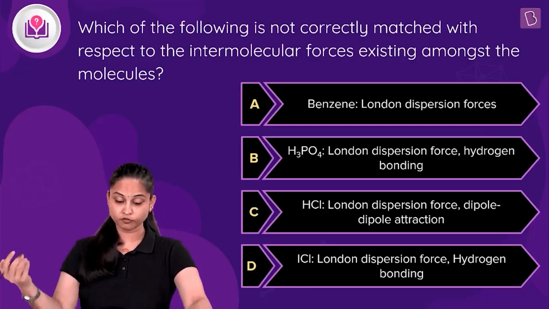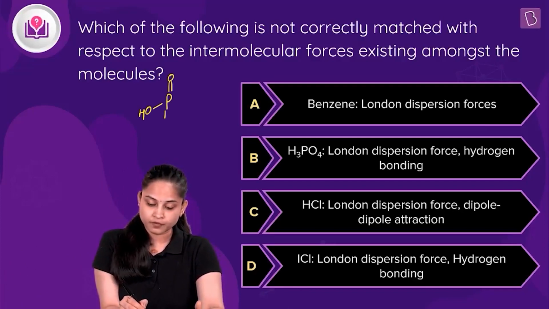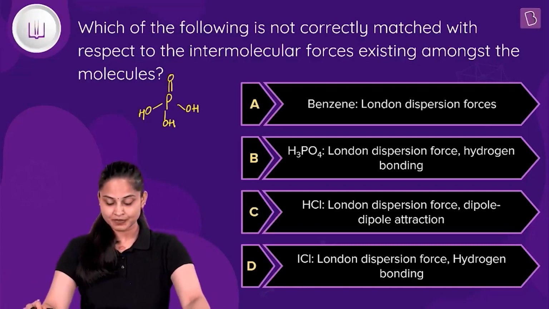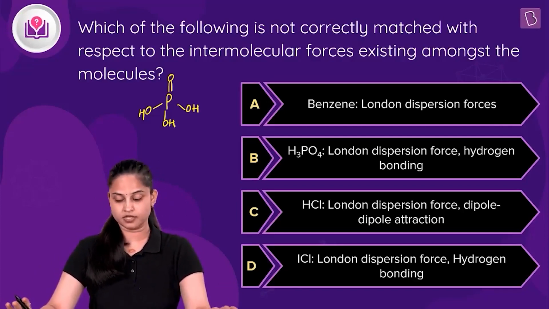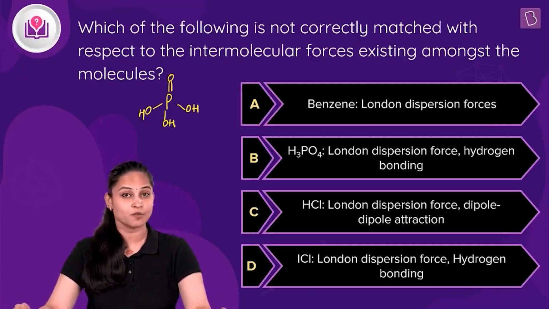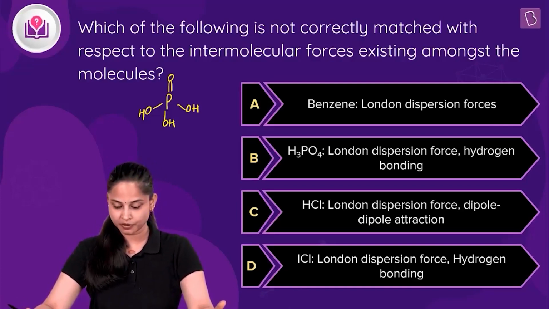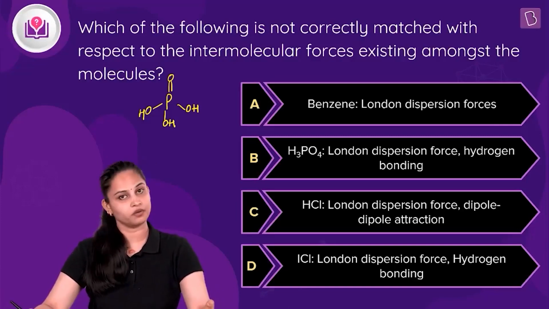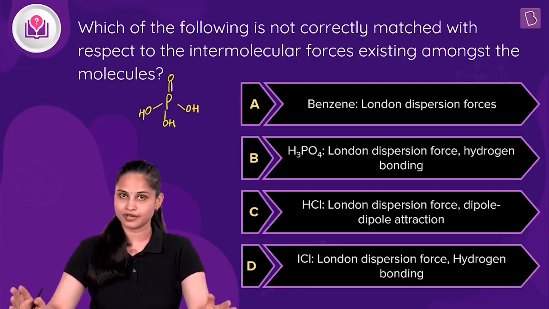Talking about H3PO4, phosphoric acid. So it's P double bond O, OH, OH and OH over here. Absolutely right. Along with London dispersion force, this orthophosphoric acid too has hydrogen bonding. The molecules which have OH bond, NH bond, FH bond, they do have hydrogen bonding. Are you getting this particular point? So along with London dispersion force, they do have hydrogen bonding also. Okay, they'll form hydrogen bonding. So B is also correctly matched.